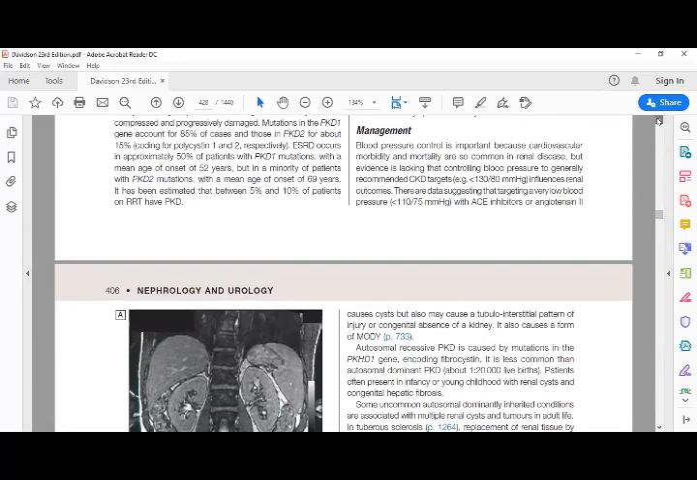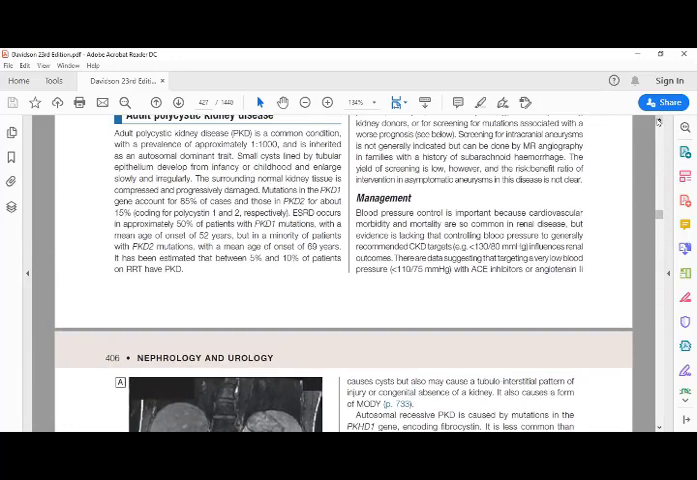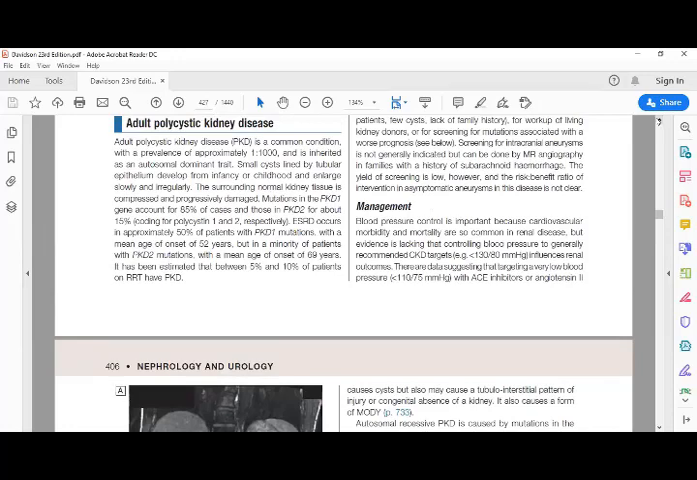So this is all about interstitial nephritis, tubulointerstitial nephritis.